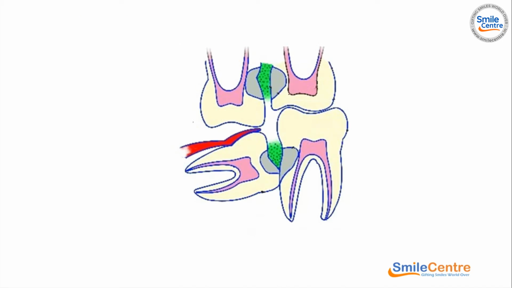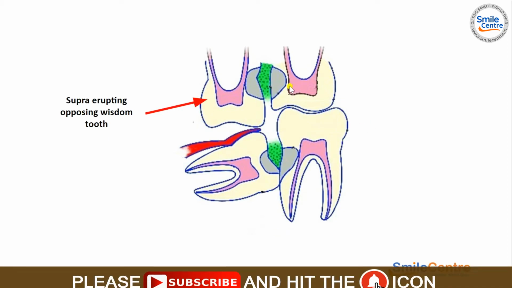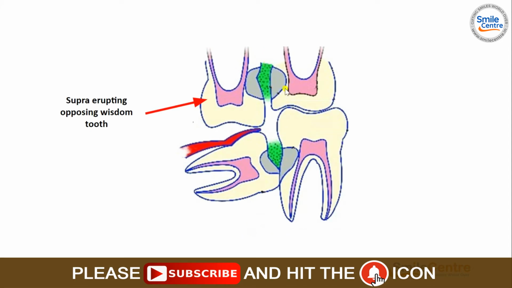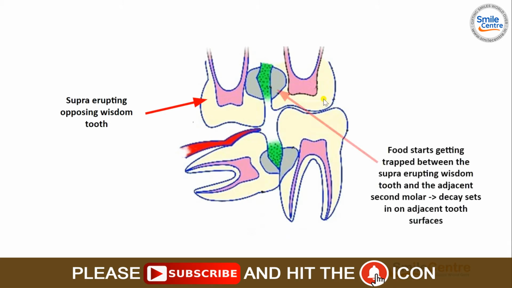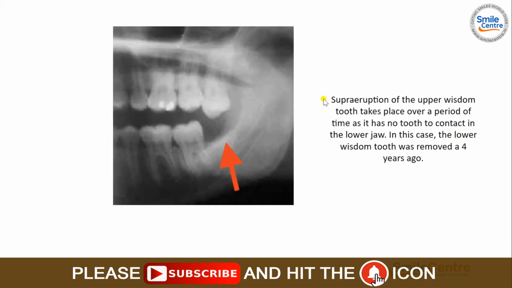The upper wisdom tooth, because it has not contacted the lower wisdom tooth, starts migrating down. It is what we call supra-eruption. So the moment the upper wisdom tooth migrates down, there is a space left between the wisdom tooth and the preceding second molar where food gets trapped, and that leads to more problems here at the neck. So one problem leads to another.